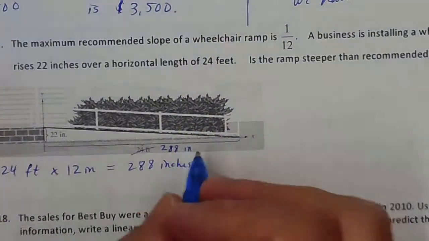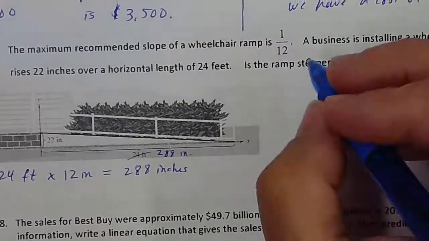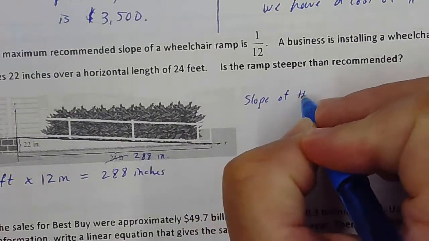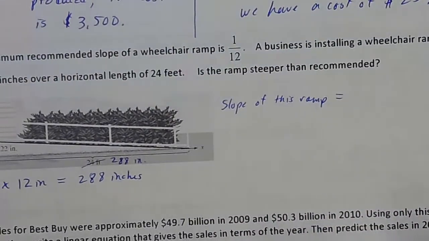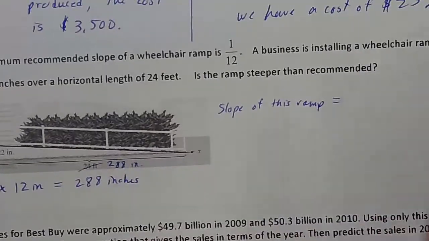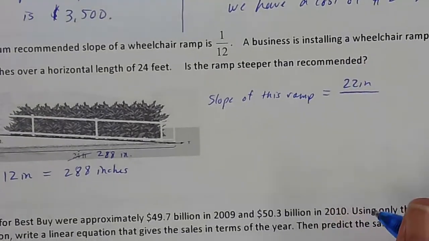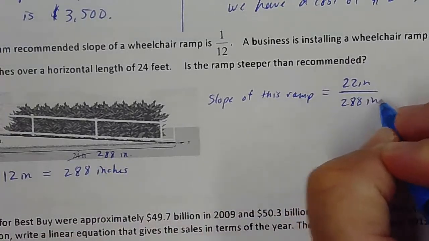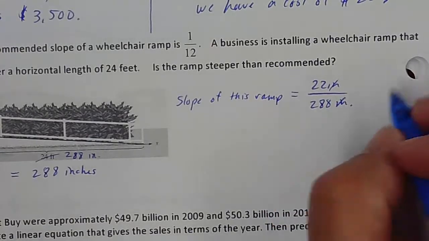All right, so let's take a look at this steepness. Remember, slope is a measure of steepness. So the slope of this ramp is equal to rise over run. Okay, so what's the rise? 22 inches over the run, 288 inches. Okay, for slope, the units always cancel out. Okay, and it's just a measurement of steepness.